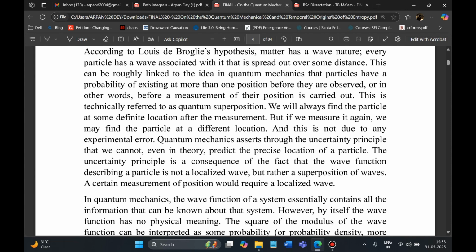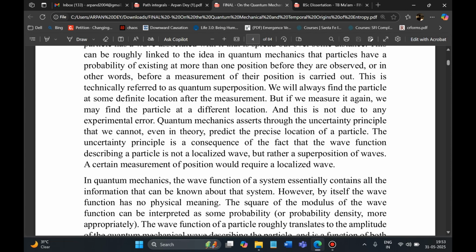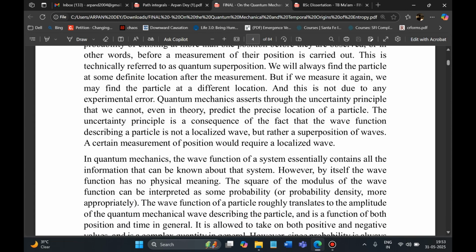Of course, after the measurement, we will always find the particle at some definite location. But if we measure it again under the same conditions, we may find the particle at a different location. And this is why there is some uncertainty. Of course, this is not due to any experimental error or any error on our part. Even in principle, even in theory, we cannot know the precise location of a particle. This is an inherent property of the universe.